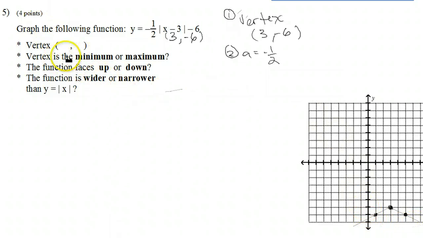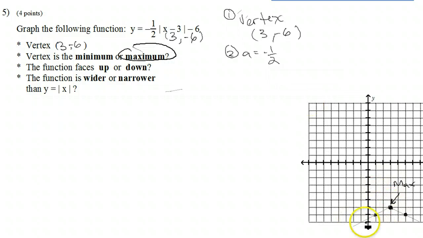Now let's go back to these questions. It's asking what's the vertex. Oh, we've already found that, so that's 3, -6. We just write it in. Then we look at the graph. Is our vertex a minimum or maximum? So it's a downwards V, so that means our vertex is at the top, which makes it a maximum. So we just circle maximum.